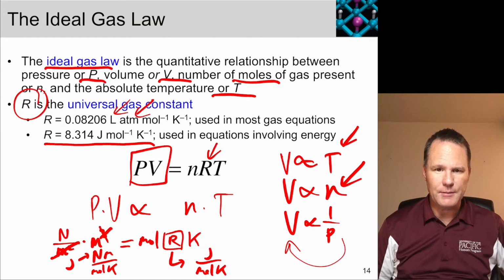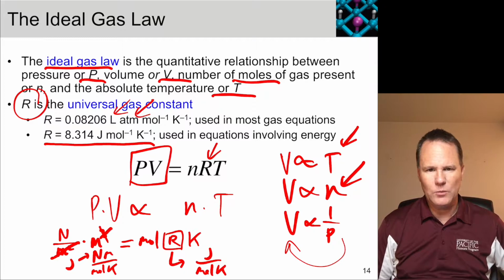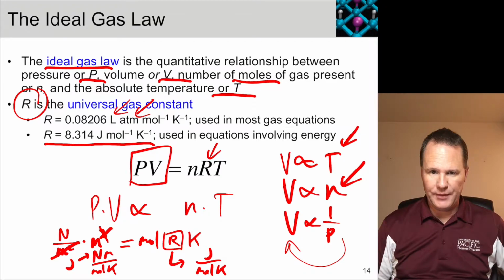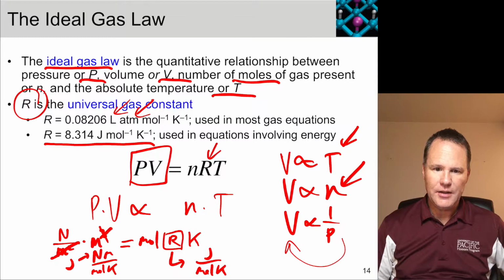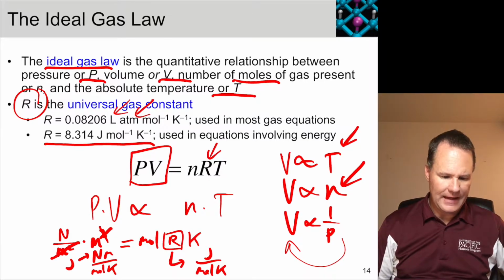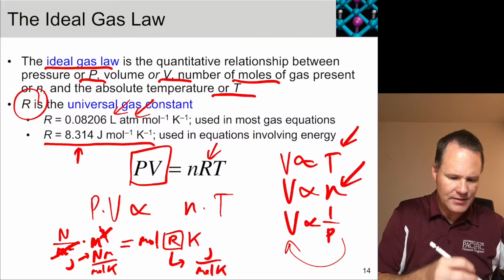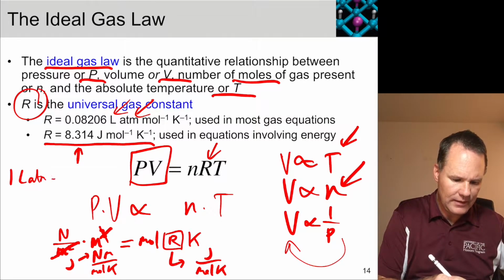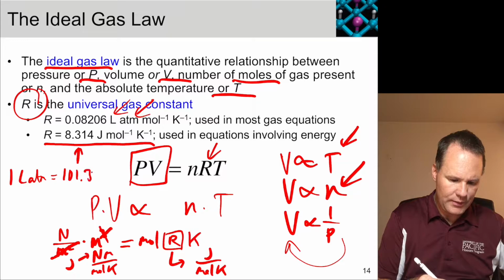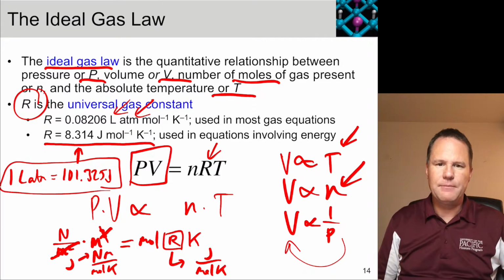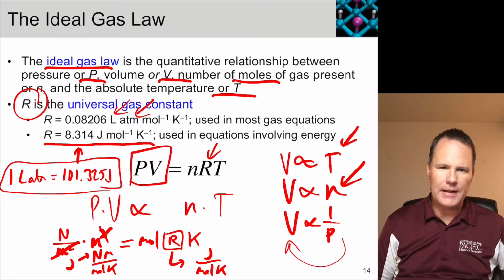Now which one of these do you have to memorize? Well, in principle only one, because the connection between them is 101.325. The liter is 10 to the negative 3 cubic meters, and the atmosphere is 101.325 pascals. So when you multiply the two together, 1 liter atmosphere is 101.325 joules. And so in principle, if you learn one, then you can calculate the other one.